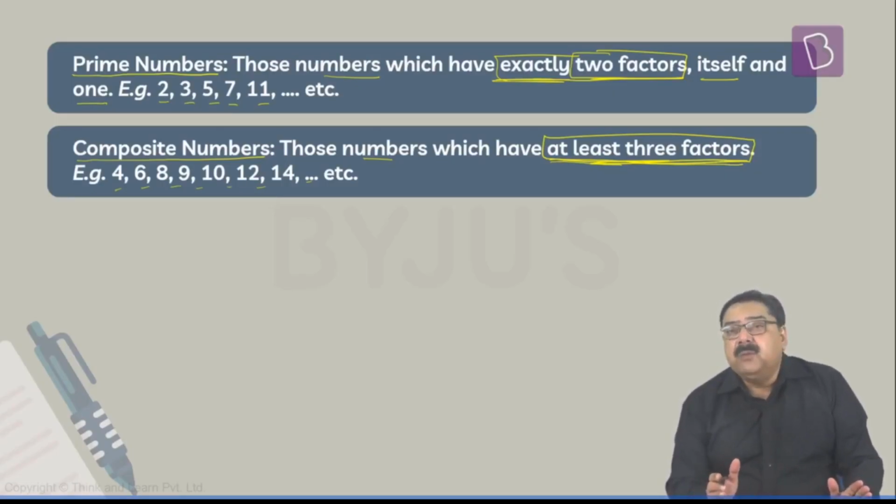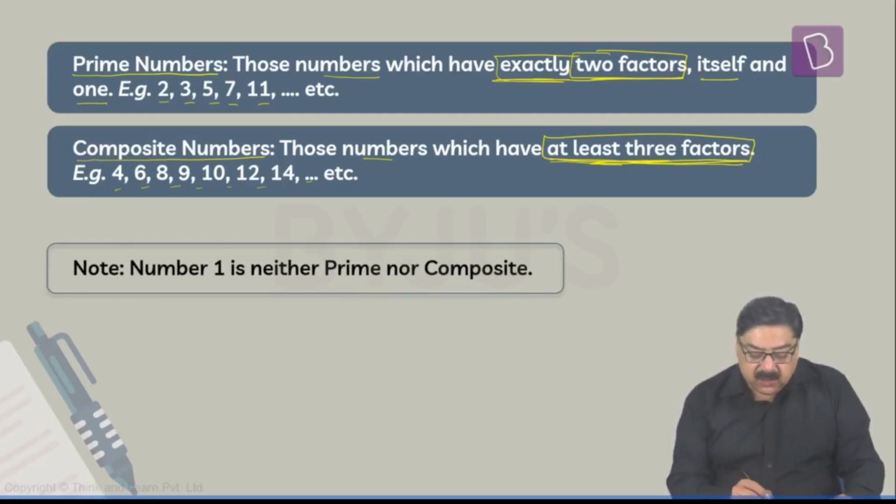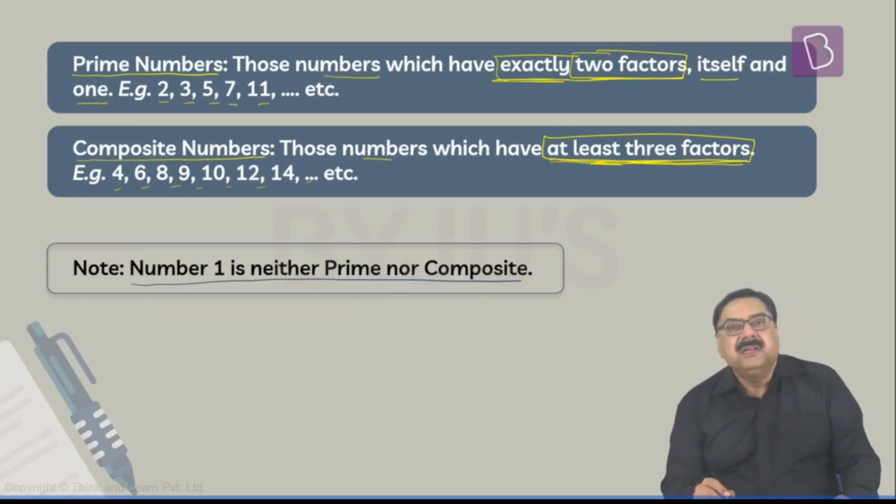Now, by the way, apart from 2, every other even number is a composite number because 2 is the only even prime number, except 2, all the other prime numbers are odd numbers. Now, one thing that you must note here is that number 1 is neither prime nor composite.